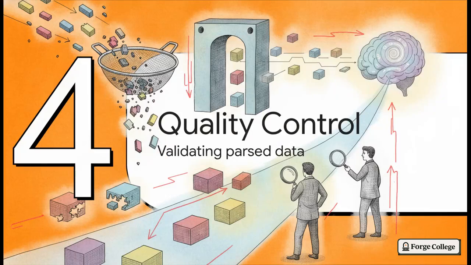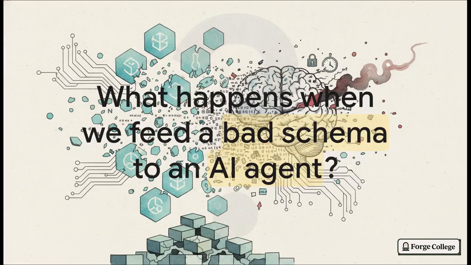And that brings us to stage 4, quality control, validating our parsed data. So we've fetched the data, we survived the network errors, and we've unpacked the bytes. Which brings us to validation. This is the ultimate trust boundary for our entire system. I want you to really think about this for a second.